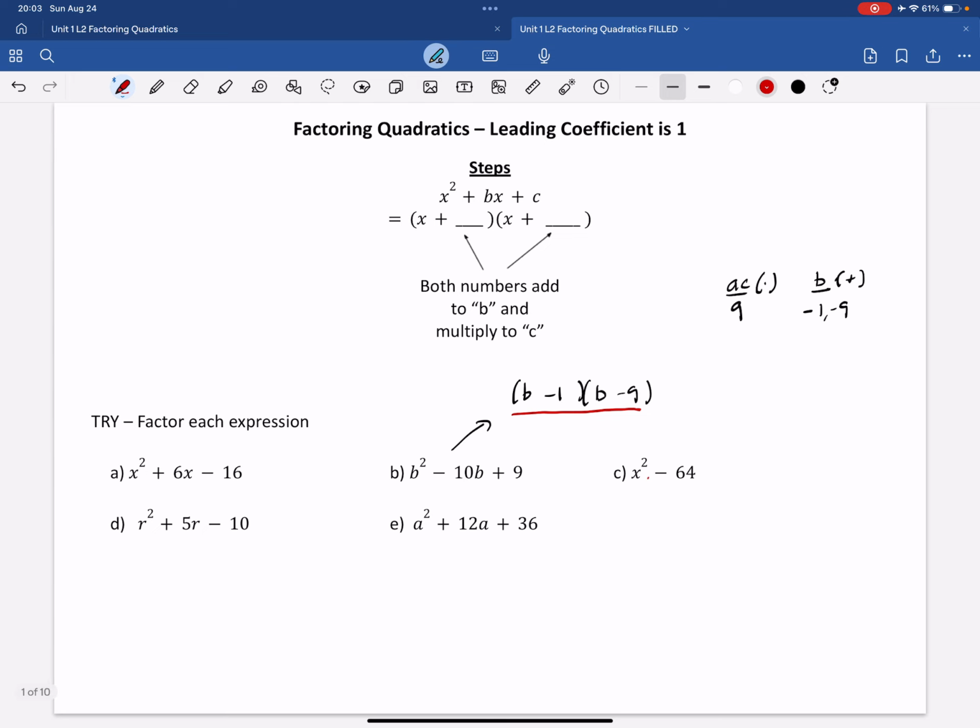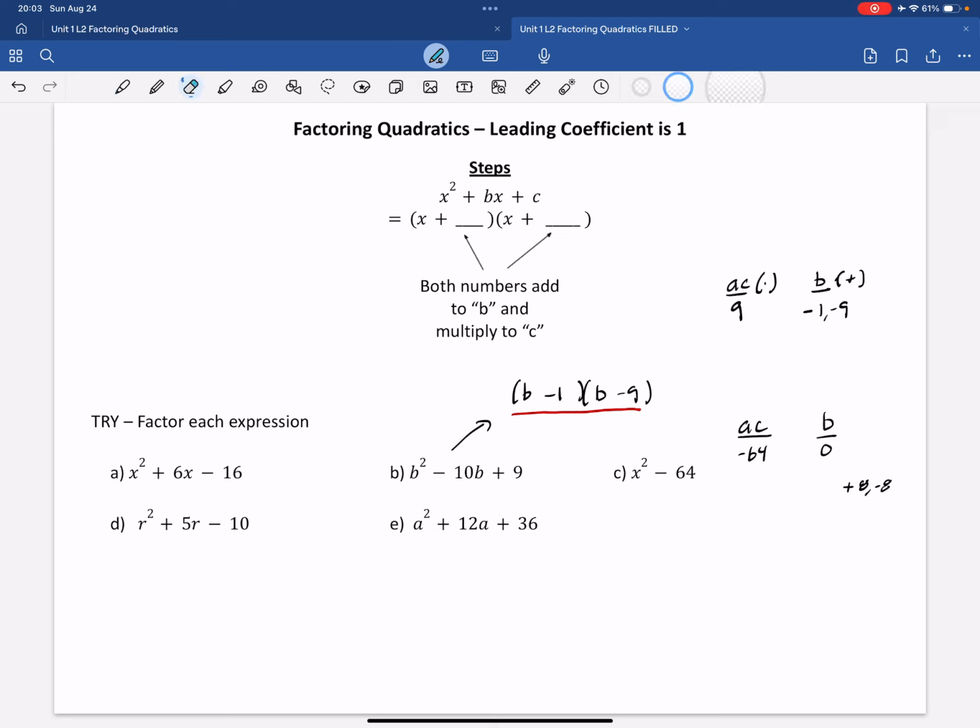This is a difference of two squares pattern right here. Hopefully you guys can see that. I don't know if you can. Probably not. Okay, so letter C here, this is the difference of two squares. If we start with that setup, in this case, a times c, that's going to be negative 64, right? And b is actually 0. Okay, so this technique that I'm showing you works for everything, right? What two numbers multiply to be negative 64 and add to be 0? Well, that's going to be plus 8 and minus 8.